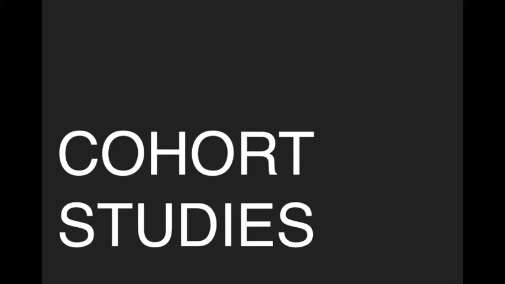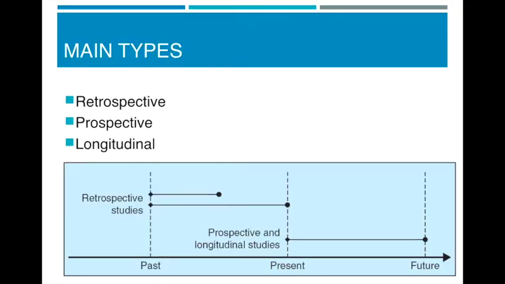Cohort studies are particularly advantageous for examining rare exposures because subjects are selected by their exposure status. Additionally, the investigator can examine multiple outcomes simultaneously. Disadvantages include the need for a large sample size and the potentially long follow-up duration of the study design, resulting in a high cost. There are three main types of cohort studies: retrospective, prospective, and longitudinal.